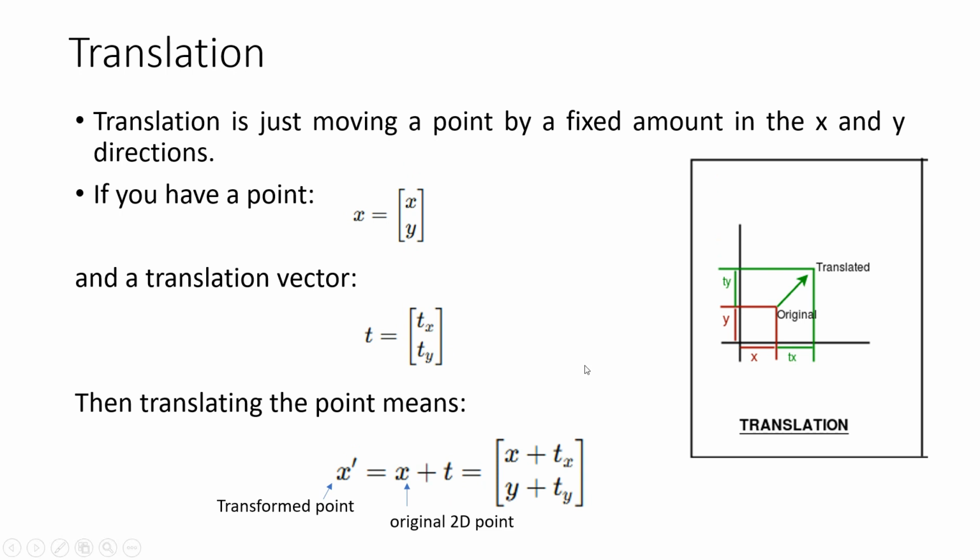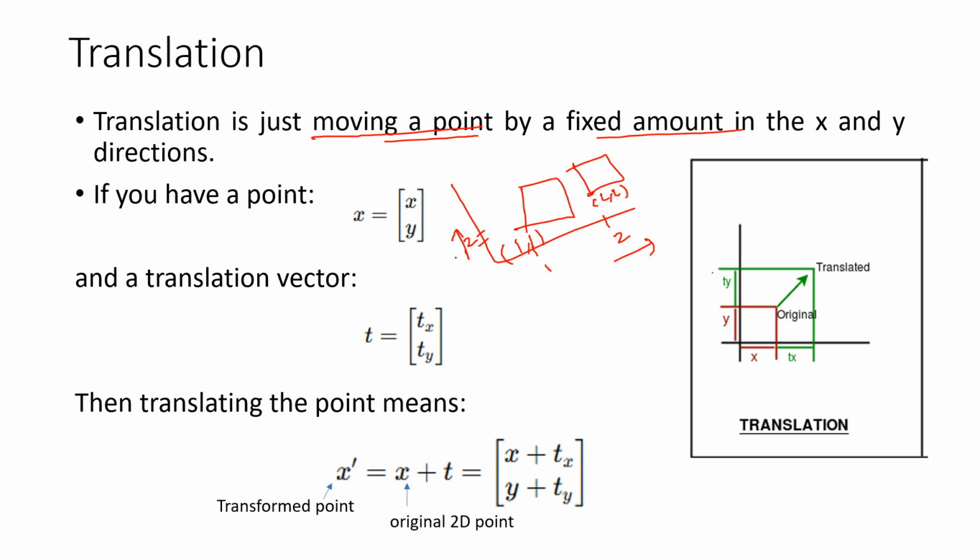So if I have a square shape, in the coordinate, maybe 1 comma 1, I may want to move the same to 2 comma 2. Assume this is 1 and 1. The coordinate is 2 and 2, so I have to move the same square to another coordinate. So just moving a point by fixed amount in the x and y directions. We have to move in the x direction as well as in the y direction.